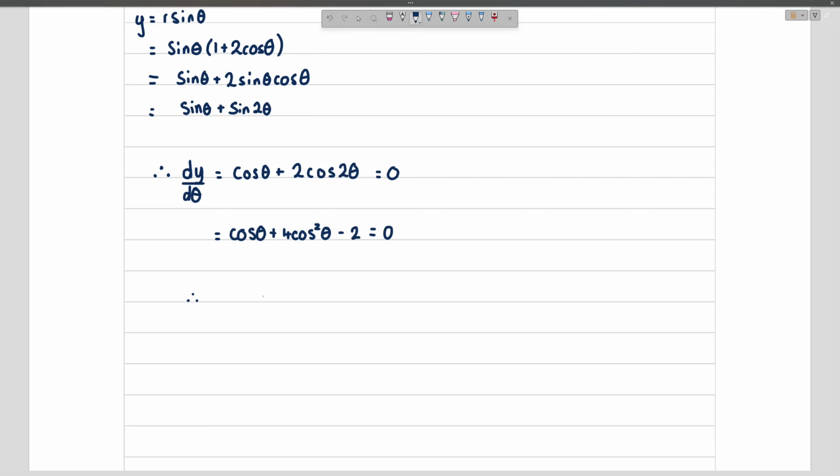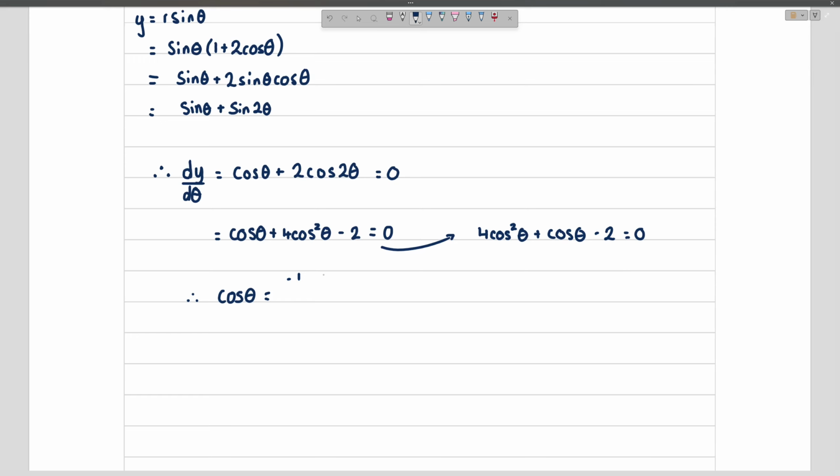So using the quadratic formula here then, cos theta is equal to... getting -1 makes things a little bit easier here. Let's just write this as 4 cos squared theta plus cos theta minus 2 is equal to 0. So just so we can see A, B, and C here, it makes life a little bit easier.